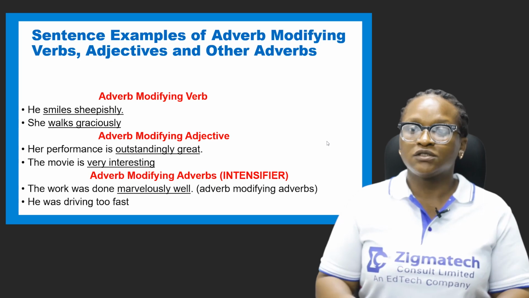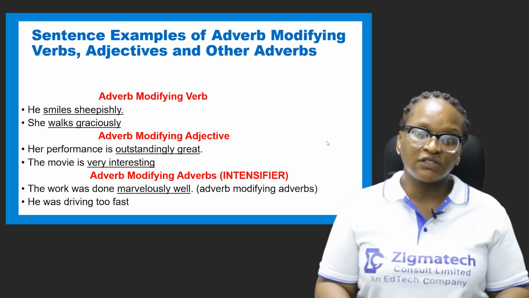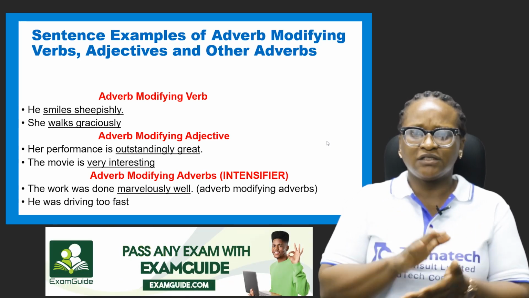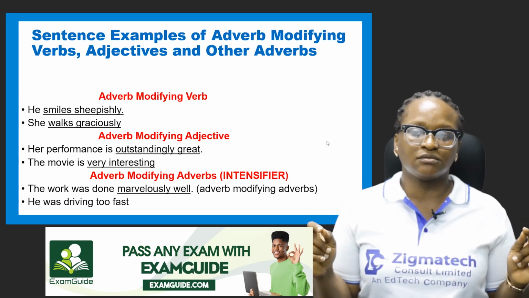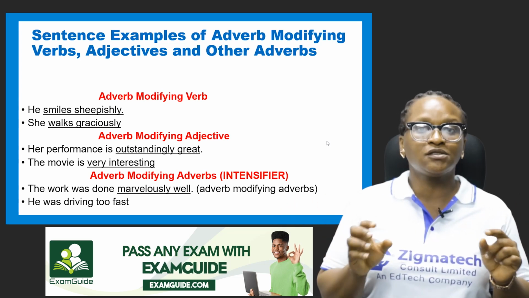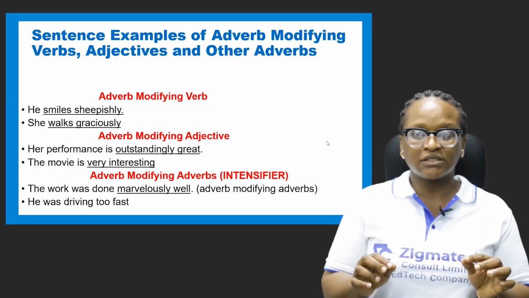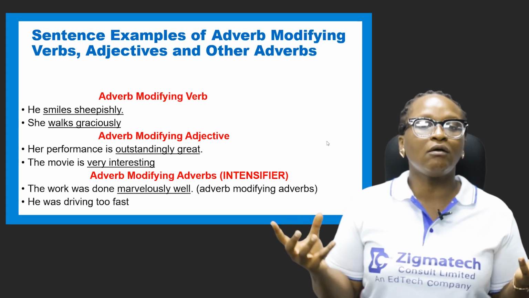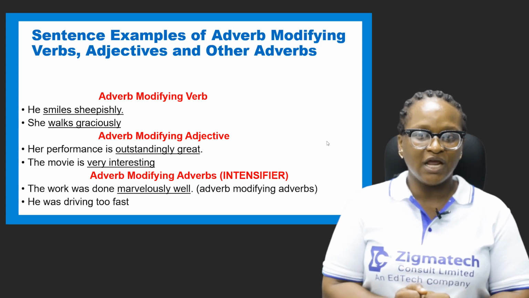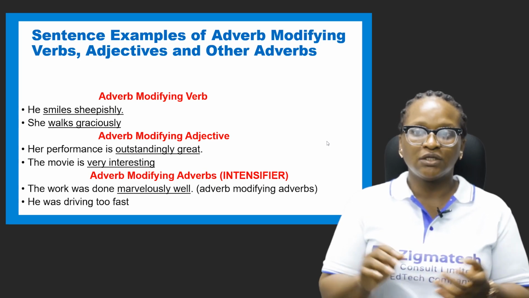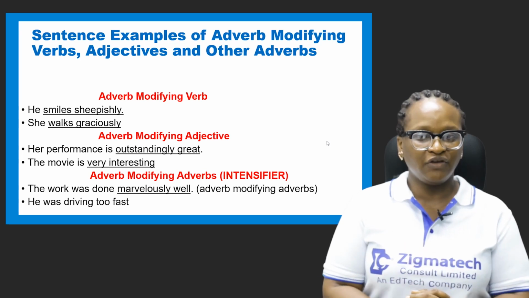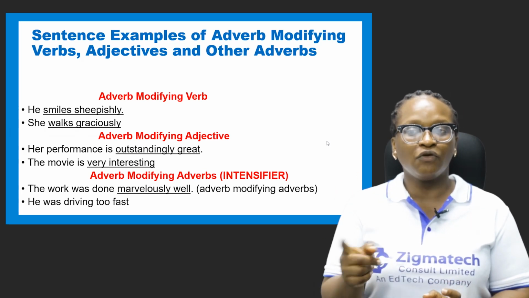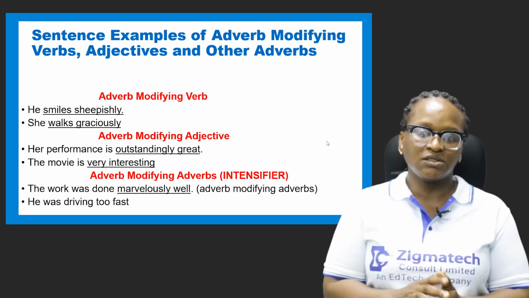So that is it. So, adverb modifying adjective, you have: her performance is outstandingly great. Now listen attentively. I could actually say her performance is great. I have described the performance of the girl as being great, but I want to add extra meaning. I want to tell us how great her performance is, and I've been able to achieve that by adding the word outstandingly, which is an adverb. So this adverb outstandingly modifies great. It gives extra information to the great, how great the performance was.